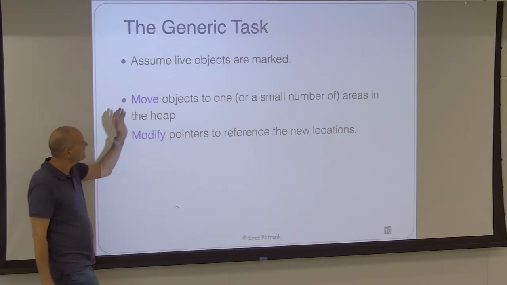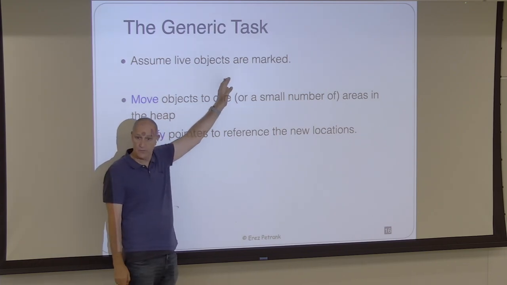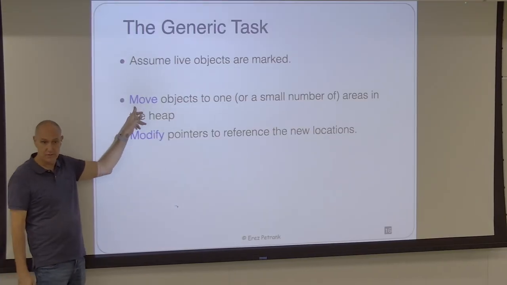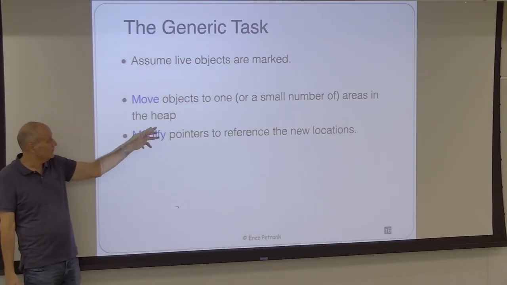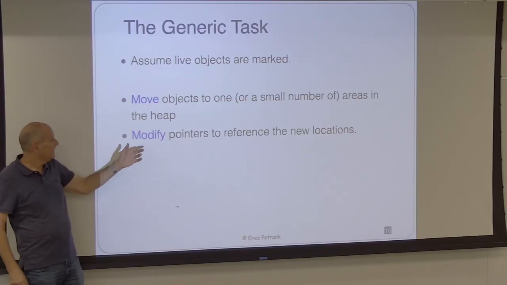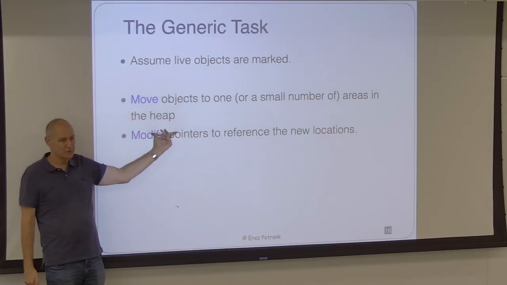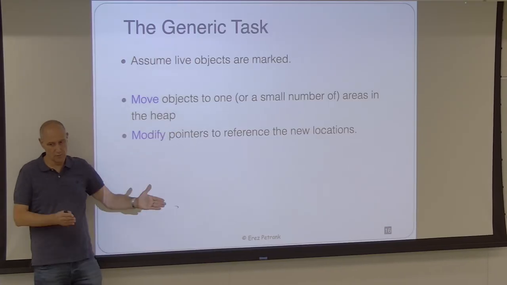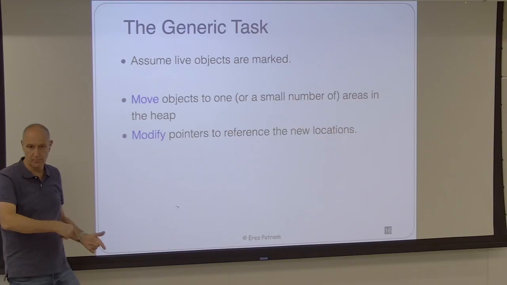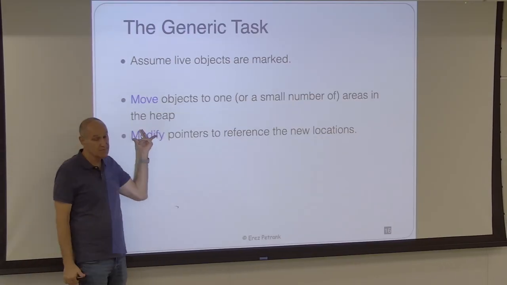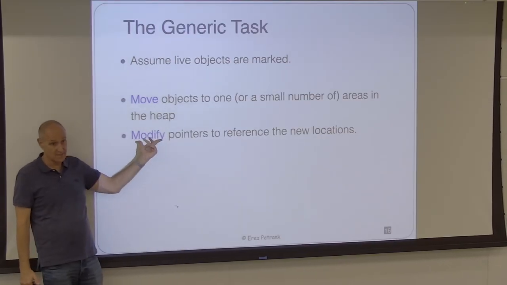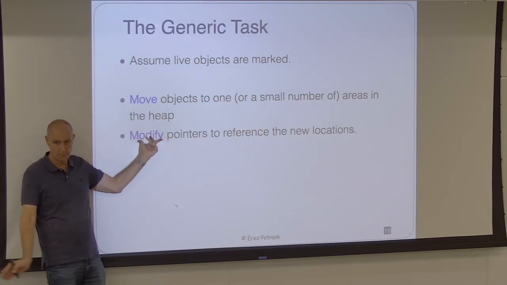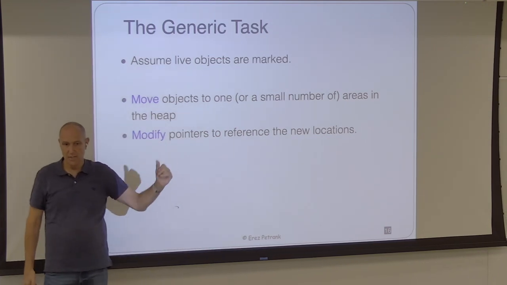So the generic task is, we assume we've marked, we know what the live objects are, and now we want to move objects to one or a small number of areas in the heap. And then this is very important not to miss: we have to modify the pointers in the heap. If something moves and there is a pointer to it, I have to modify the pointer. Sometimes people don't notice it in the beginning, but this takes half of the time of the work for compaction. I have to completely change all the pointers in the heap.